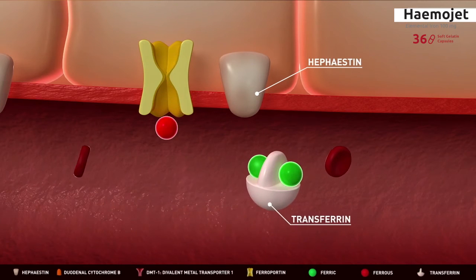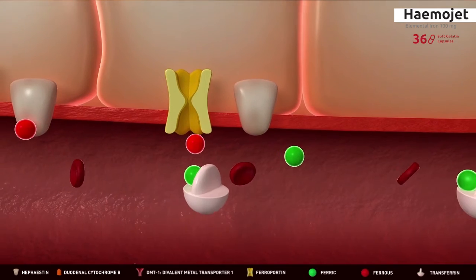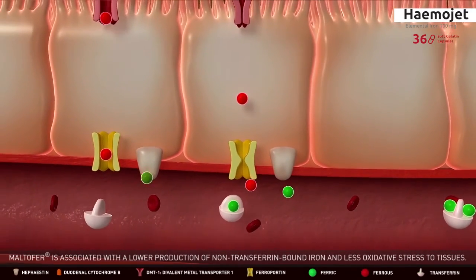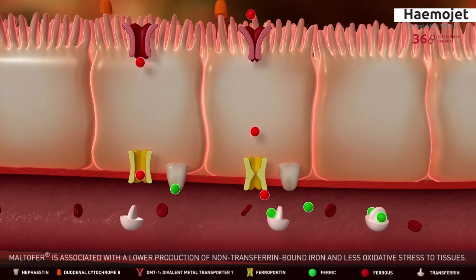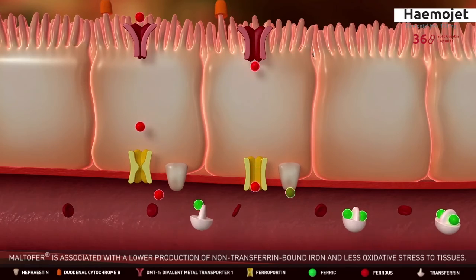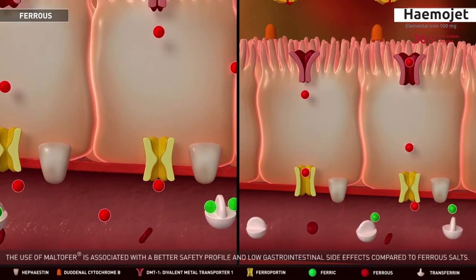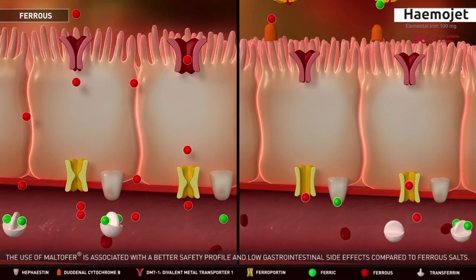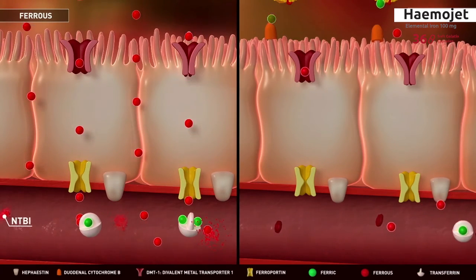is transported via transferrin. Due to the controlled uptake of iron, Maltofer is associated with a lower production of non-transferrin-bound iron, or NTBI, and hence causes less oxidative stress to tissues. Compared to ferrous salts, Maltofer is associated with a better safety profile and fewer gastrointestinal side effects such as nausea, vomiting, and diarrhea.